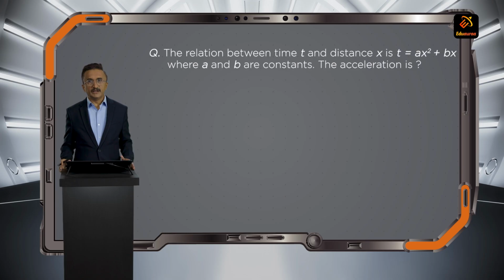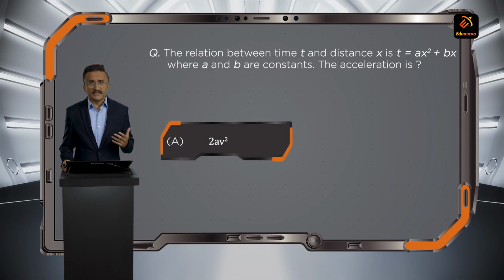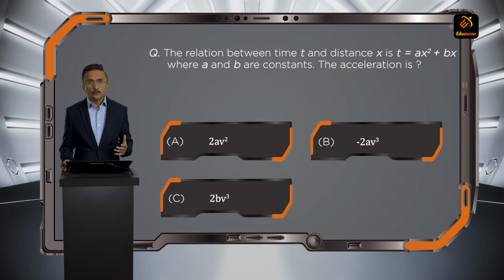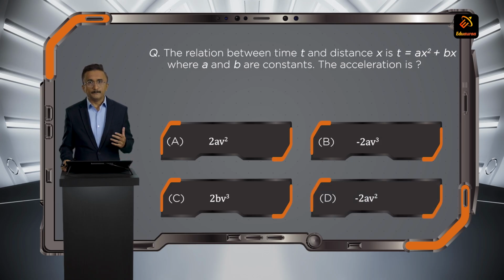Now we have the next question. The relation between time t and the distance x is given by t is equal to ax square plus bx, where a and b are constants. The acceleration is, and the options are option A 2a v square, option B minus 2a v cube, option C 2b v cube, and option D minus 2ab v square.